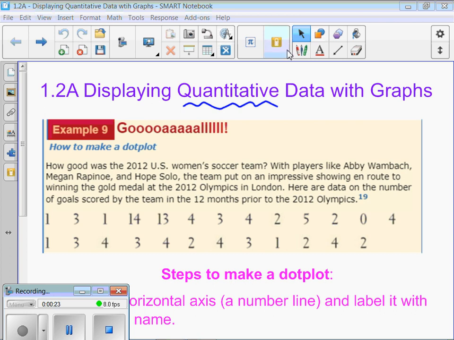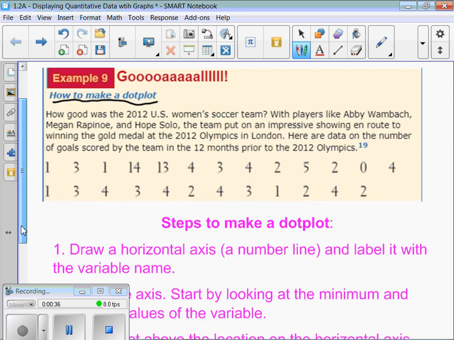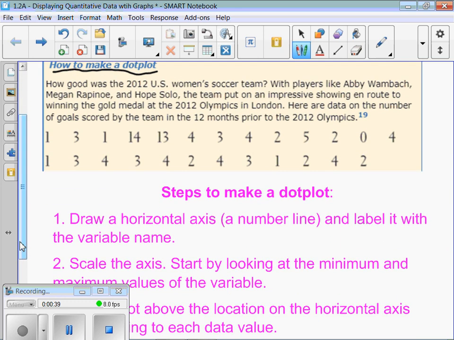So the first thing we're going to talk about is how to make a dot plot. These are very easy graphs that you can use when you want to talk about data and distributions. So, for example, how good was the 2012 U.S. women's soccer team with players like Abby Wambach, Megan Rapinoe, and Hope Solo? The team put on an impressive showing en route to winning the gold medal in the 2012 Olympics in London. Here are some data on the number of goals scored by the team in the 12 months prior to the 2012 Olympics. So the number of goals per game here.